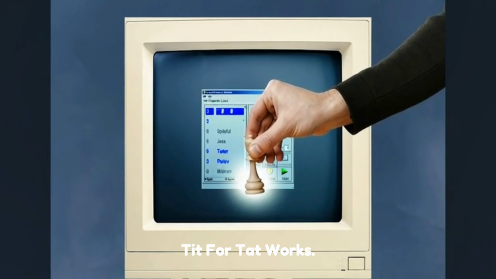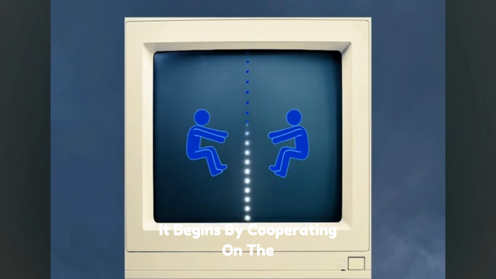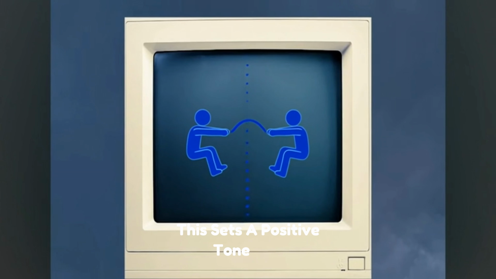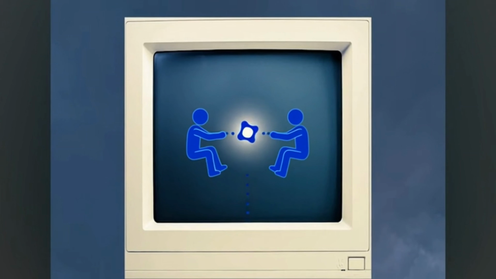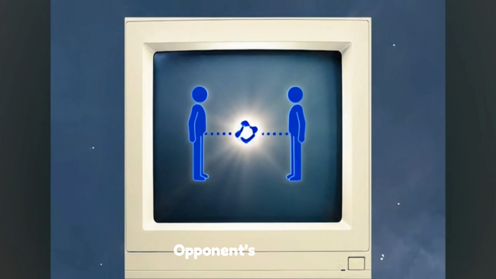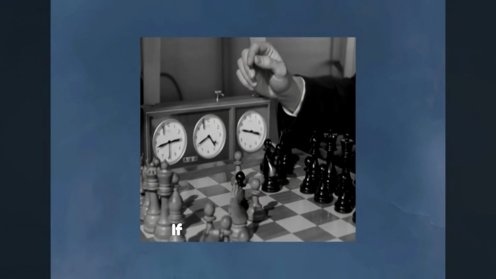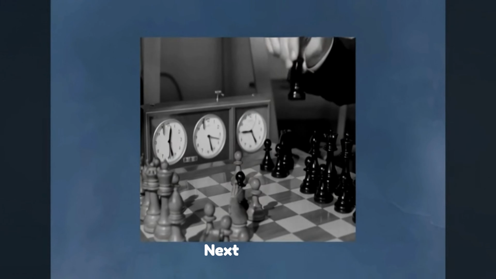How tit for tat works. Start with cooperation. It begins by cooperating on the first move. This sets a positive tone and signals goodwill. Respond in kind. After the first move, it simply mirrors the opponent's previous action. If the other player cooperates, it cooperates. If the other defects, it defects in the next round.